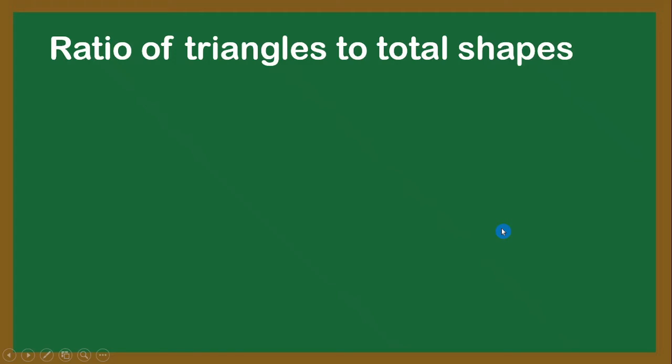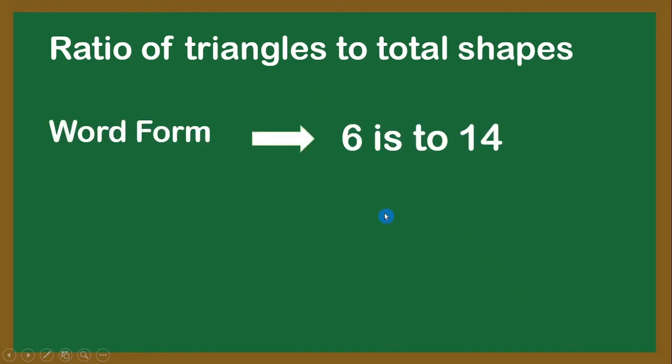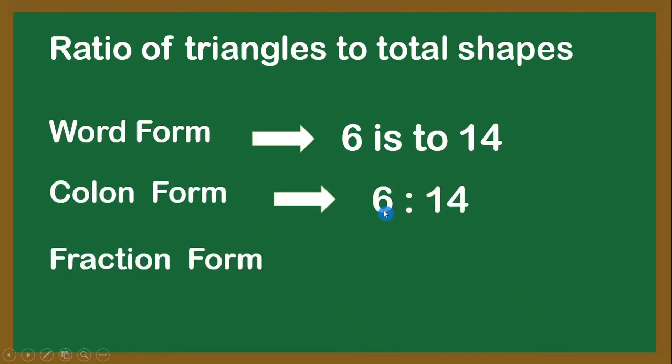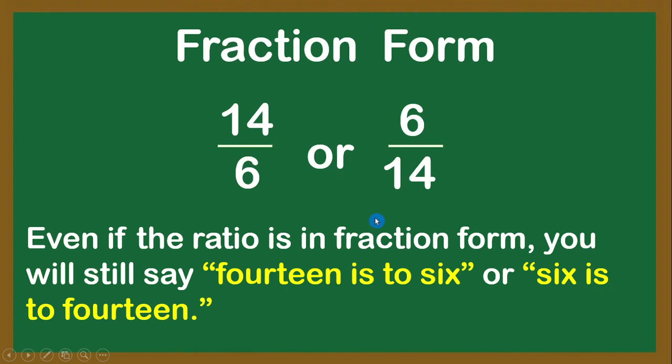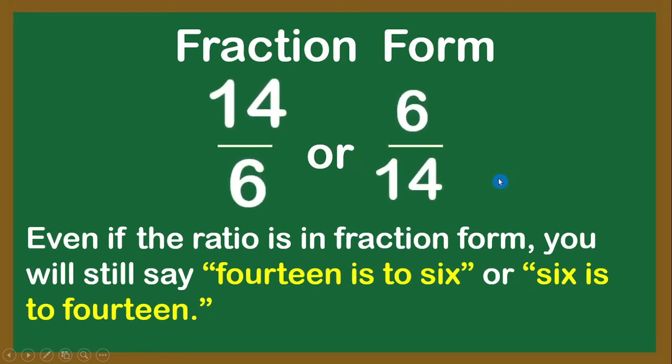Now we have also the ratio of triangles to total shapes. The order now is triangles to total shapes. So the word form ratio is 6 is to 14, colon form 6:14, fraction form 6 over 14. Even if the ratio is in fraction form, you will say 14 is to 6 or 6 is to 14. So we will read this one now as 14 is to 6 and this one as 6 is to 14.